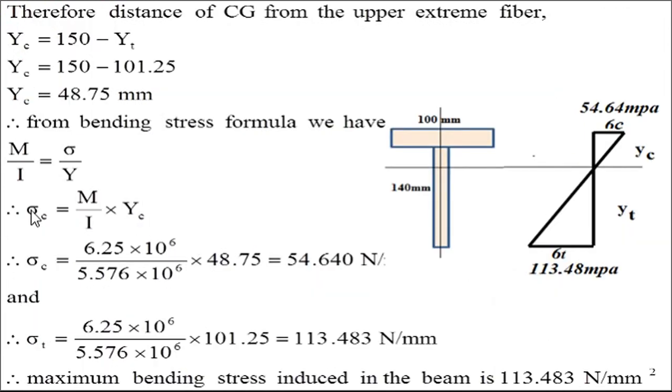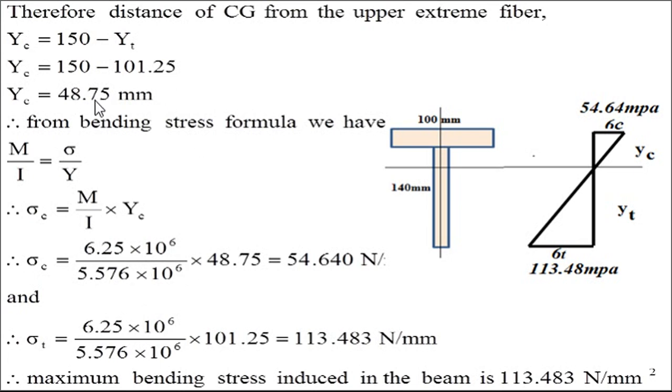I. So first of all, calculate the depth of the compression zone and the depth of the tension zone. So YC will be 150 minus YT, and YT will be 101.25. By using the flexure formula, M upon I equal to sigma by Y, you will get sigma C. Sigma C is equal to M upon I into YC. Moment is known, I is known.